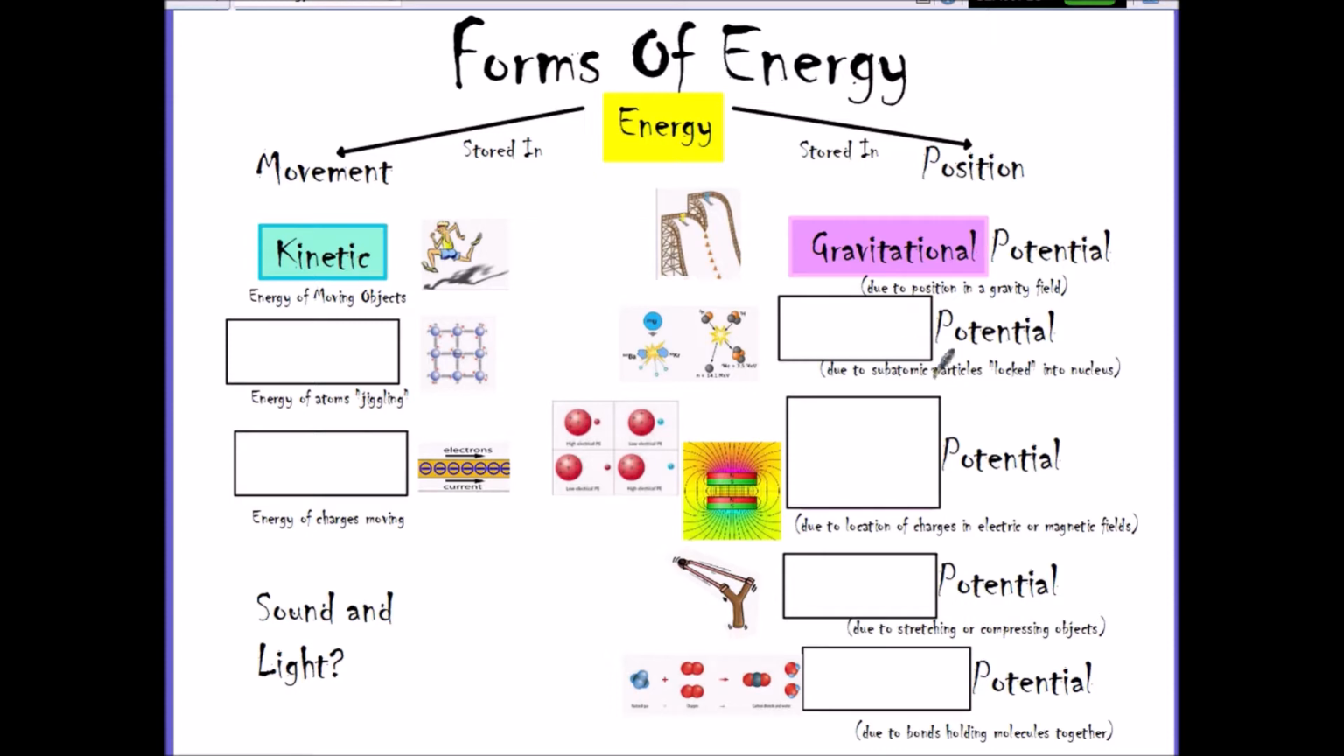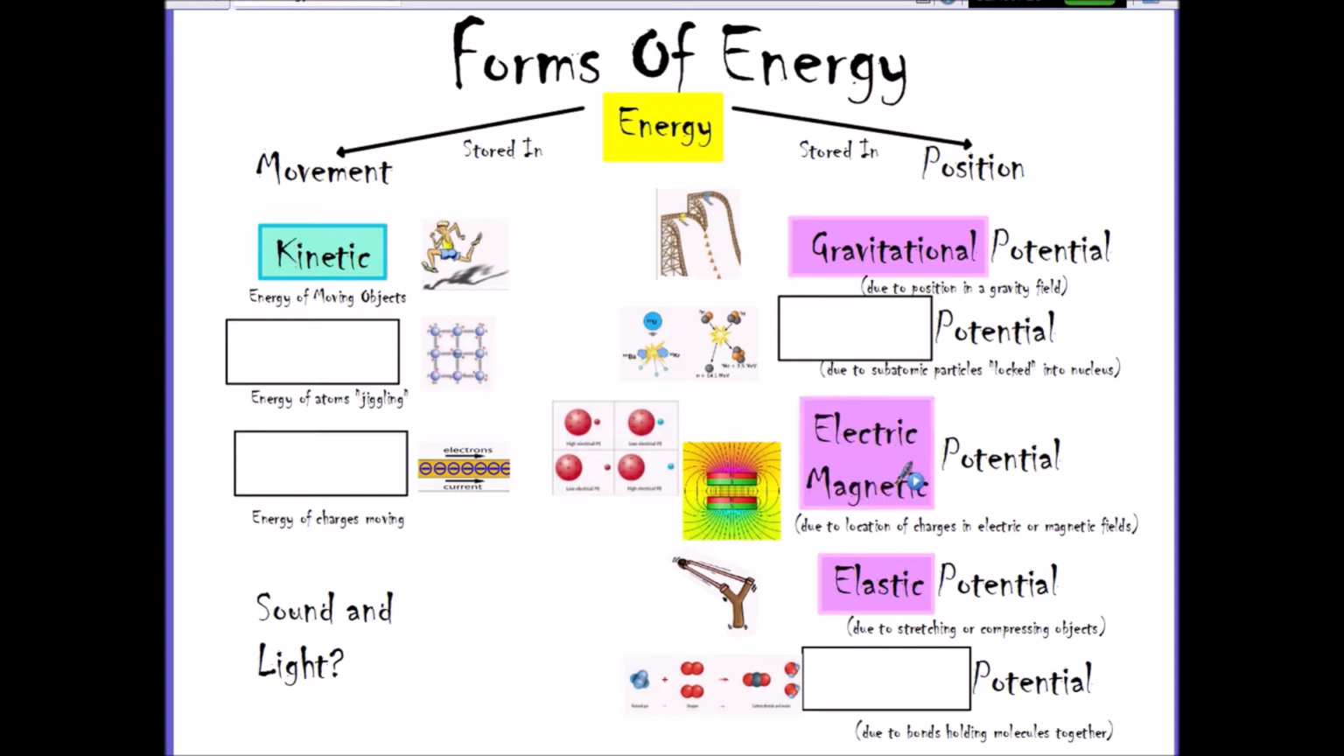We're going to skip over some of these other forms, a little bit harder to quantify, and we're going to move right down here to elastic potential energy. Now, the second portion of this unit will get into electricity, so we'll look at this one later on. But for right now, let's focus in on elastic potential energy. It's the energy due to stretching or compressing objects.